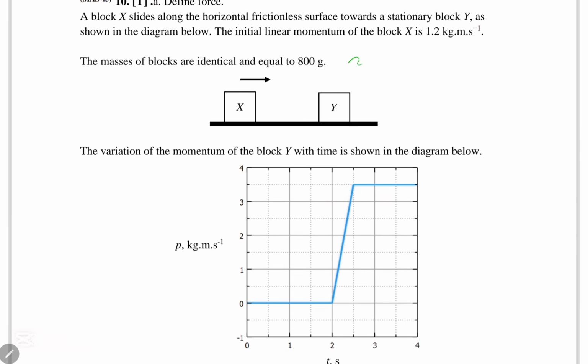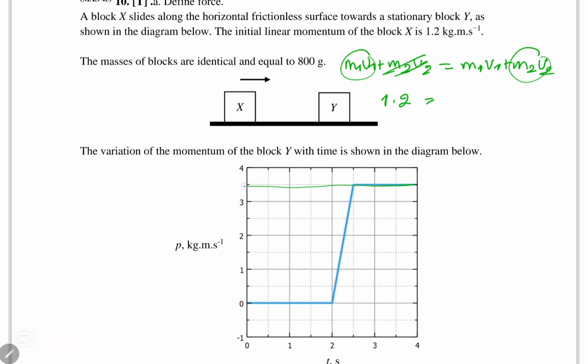So again, as I was saying, m1 u1 plus m2 u2 equals m1 v1 plus m2 v2. Here we know this is 0 because it was initially stationary. Here they gave it to us, it's 1.2. We can get this from the graph, so this is 3.5. And then what's left for us is m1 times v1, the mass of block X, which is 0.8, times the speed v1. I believe the answer key might be wrong. So I'm going to move 3.5 to the other side: 1.2 minus 3.5, I got minus 2.3.